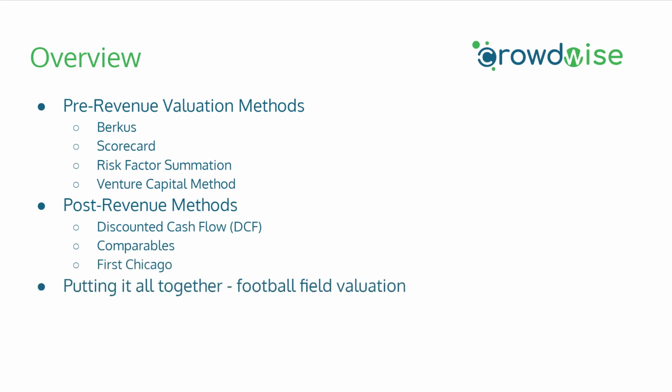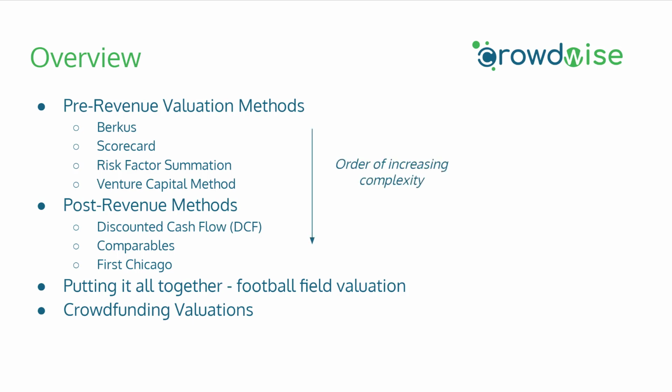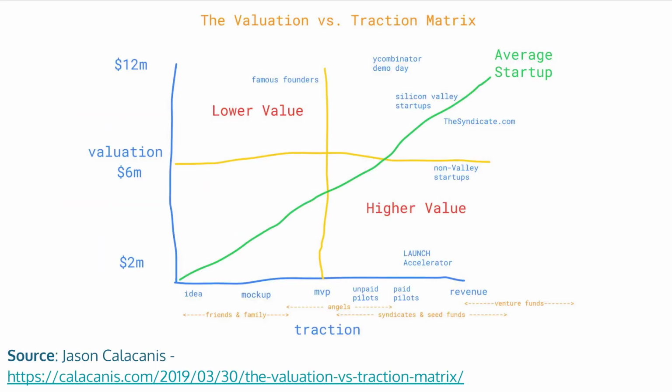Finally, we'll talk about how to put them all together using the football field valuation approach, and we'll discuss crowdfunding valuations and how that's applicable for crowdfunding investors. Now, as we show them and present them, this is generally going to be in order of increasing complexity. So the Berkus, Scorecard, Risk Factor, and VC methods are the most simple, and then it gets more complex as you get into post-revenue methods.